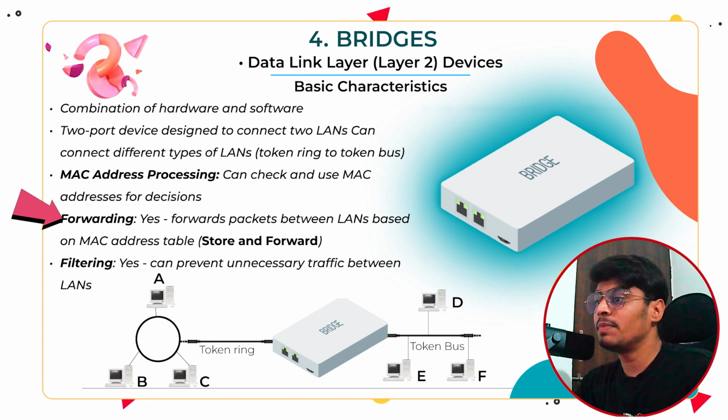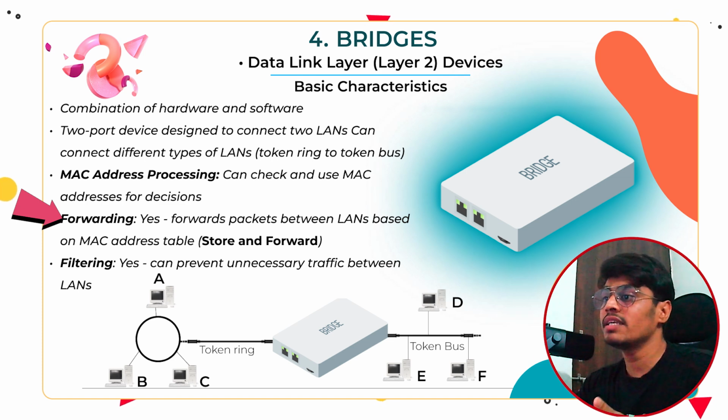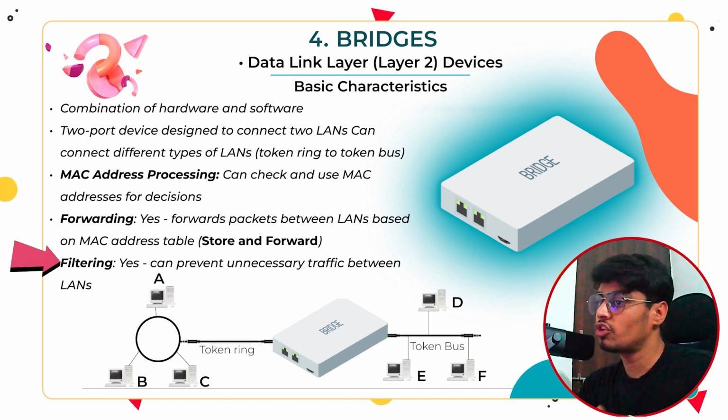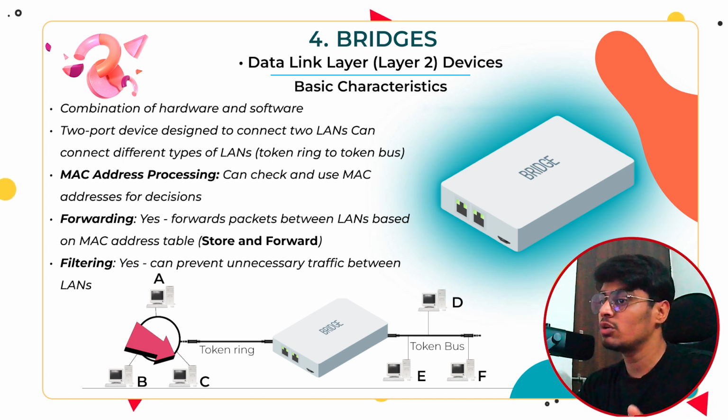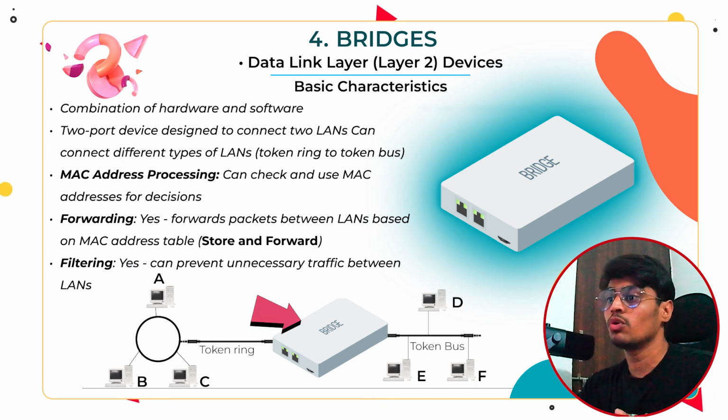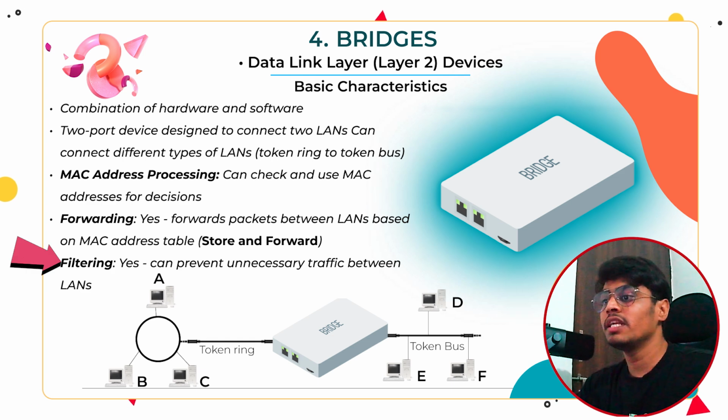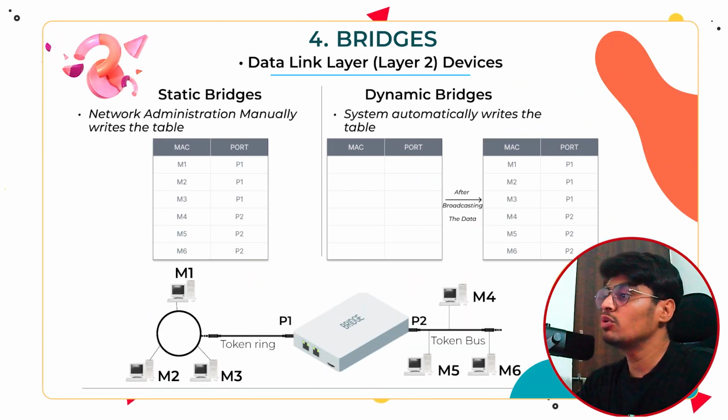But let me tell you one thing: how can they check the MAC address in the case of filtering? Filtering is when I want to block or stop the packet. Let's say A is sending a packet to C. The message will reach the bridge also, but the bridge can recognize that C is on the left side, so it doesn't have to send the packet ahead to the right. This concept was not in the repeater or the hub. But in the bridge, because the data link layer is involved, the MAC address gets checked here. Here we will talk about how to check them.